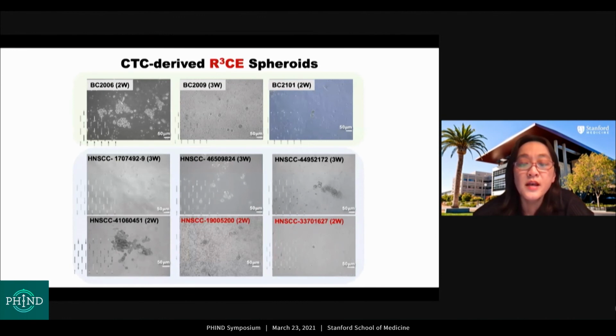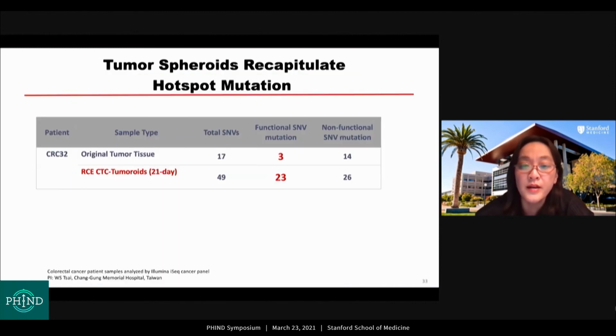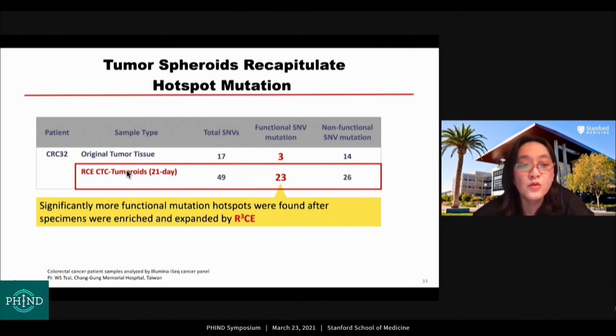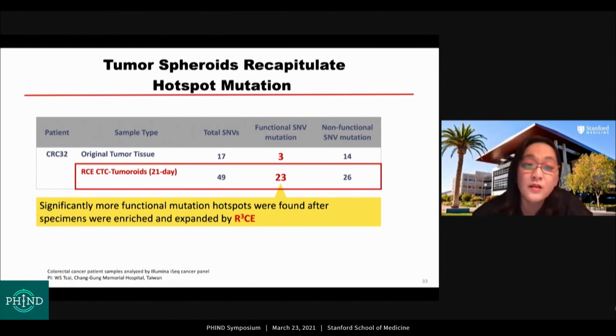So similarly, we also have breast cancer at 2 weeks, 3 weeks, or also 2 weeks, and this is head and neck cancers. All can grow into large tumoroids after a period of about 2 weeks. And then we can also identify their tumor content using NGS DNA sequencing. So again, we also detect a lot more functional mutations than in the original tumor tissue from the same patient.